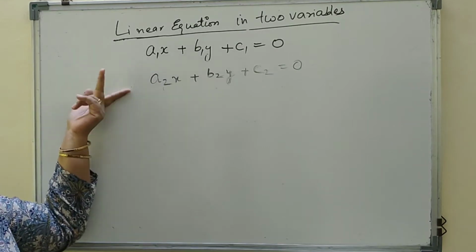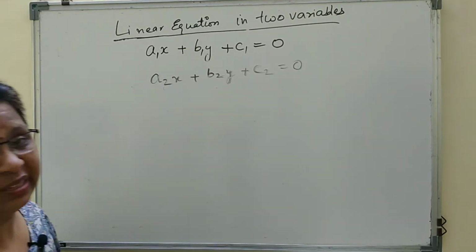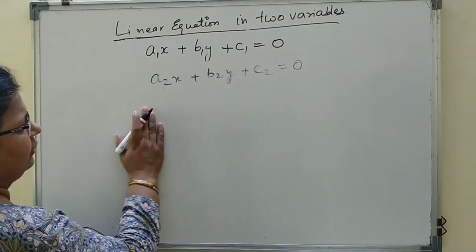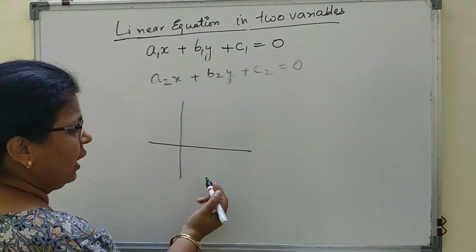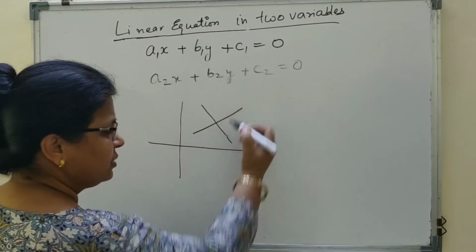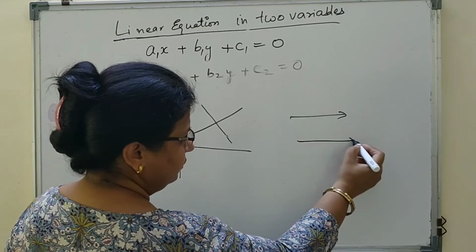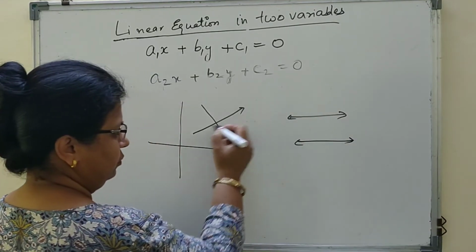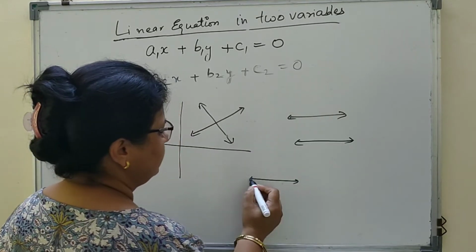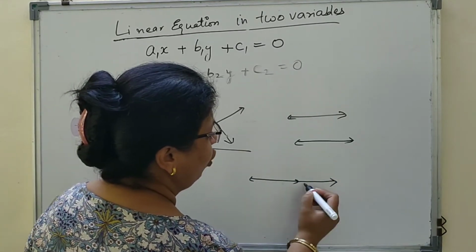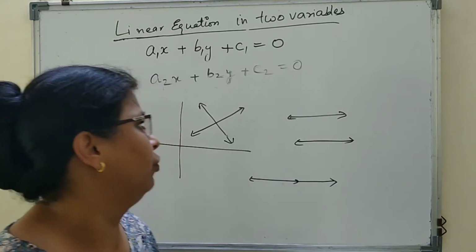So if I have two equations, I have two lines. If I plot them on a graph paper, either these two lines will be intersecting lines, or these lines will be parallel to each other, or these lines can be coincident, means they overlap on one another. These are the three cases that we have to study.